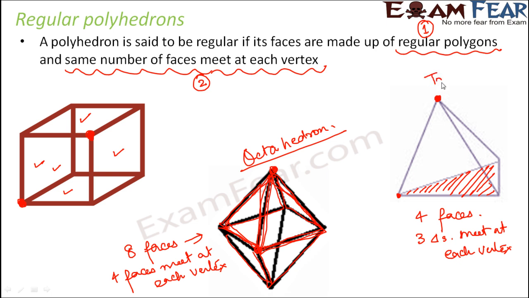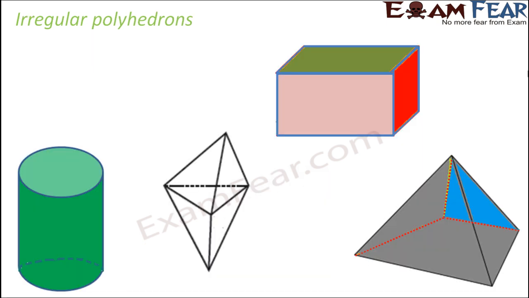And what was this? This was a triangular pyramid. Now what about the irregular polyhedrons? Let's look at their examples. Now when any of those two criteria is not met, then the polyhedron is an irregular polyhedron. So here on the screen we have some figures. So let's find out which one is an irregular polyhedron and why.